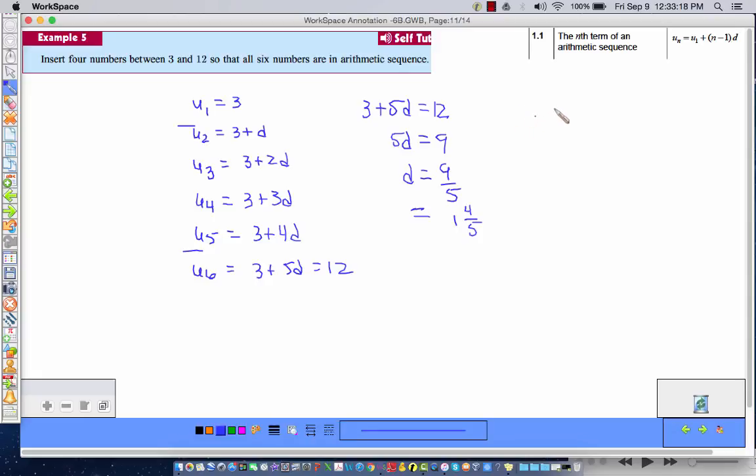The second term would be 3 plus 1 4/5, which is 4 4/5. Okay, so that's the first one. And then I just keep adding 1 4/5. So the next one would be 5 8/5. That's 4 4/5 plus my d, which is 1 4/5.